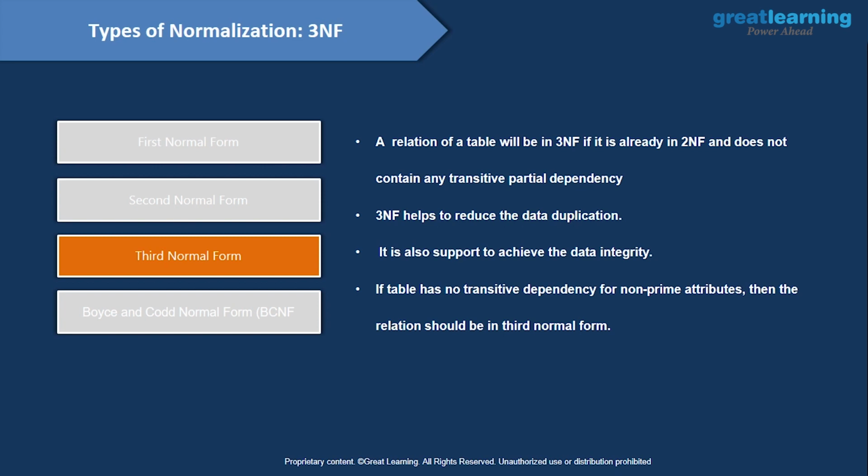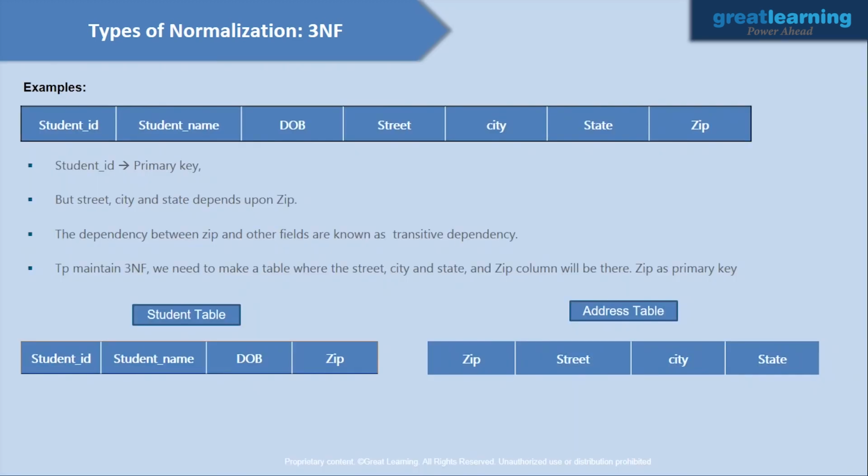And 3NF helps to reduce data duplication. Now comes the data duplication part that will be handled. I hope you are getting an understanding of why normalization is required whenever you are going to store your data in a data management system, right? So it is also supposed to achieve data integrity. If the table has no transitive dependency for non-prime attributes, then the relation should be in the third normal form, right? So non-prime attributes are the columns or attributes that are not the primary key, right?